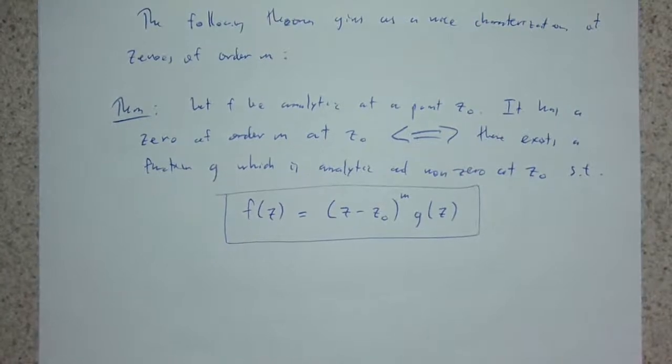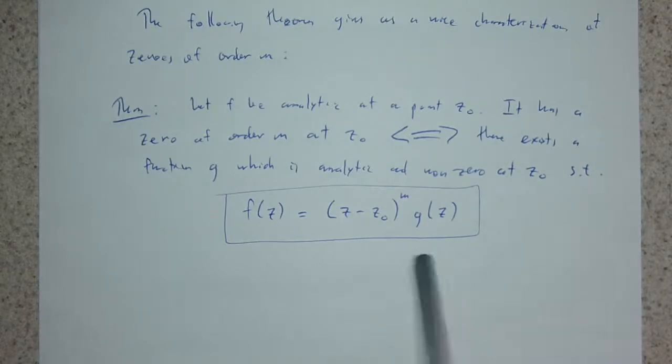What is the idea here? This actually tells us, one, that our notion of zero exactly matches up with our notion of multiplicity of a root of a polynomial. So if f is a polynomial, then this definition of zero of order m is the same thing as a root of multiplicity m. Those two concepts match up exactly. So that's one nice thing you notice immediately.